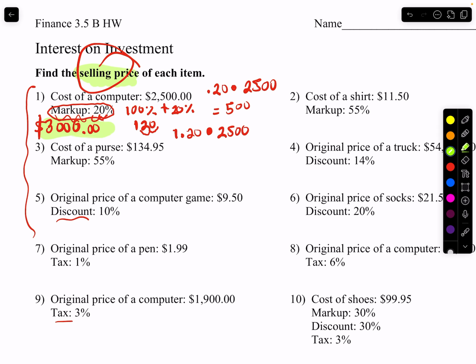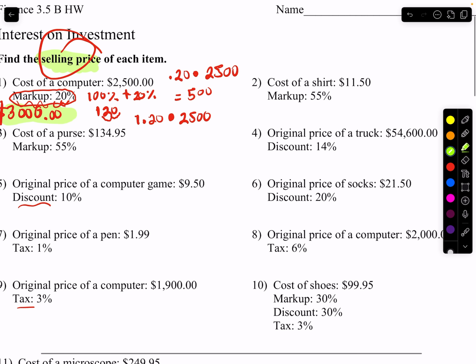Okay? So that's when you have a markup. So you can try some of these other problems. And I might even have an answer key somewhere. Okay? I could do one more markup, I guess.